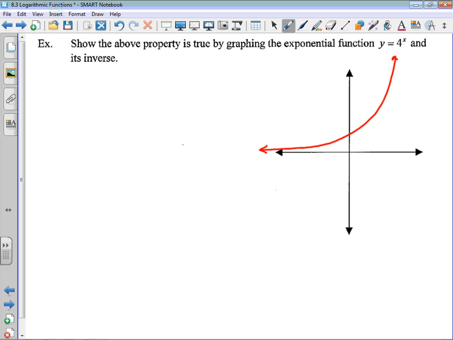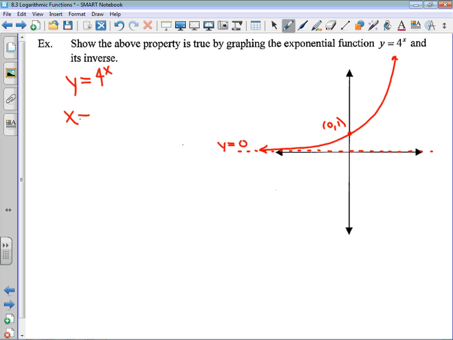I do always like talking about that we do know that anything to the power of 0 is 1, so (0, 1) is the y-intercept. There is no x-intercept, and that is because we have a horizontal asymptote at y equals 0. Okay, to do the inverse then, I'm going to take the original function, y equals 4 to the power of x, and perform that inverse step, which is to swap the input and the output.